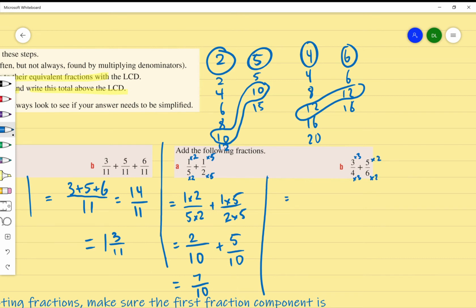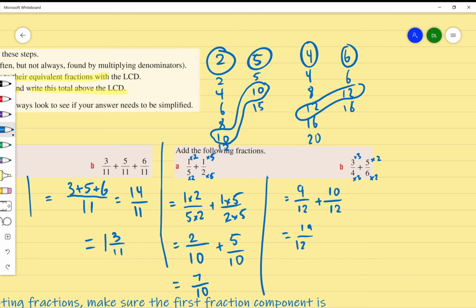Now, what I'm going to do is actually skip a few steps. Instead of writing 3 times 3, I'm going to just write 9 on the top. And on the bottom is 4 times 3. That would give me 12. Plus, now 5 times 2. That's just going to give me 10. And on the bottom, 6 times 2 gives me 12. So I'll add them together. I got 19 over 12.